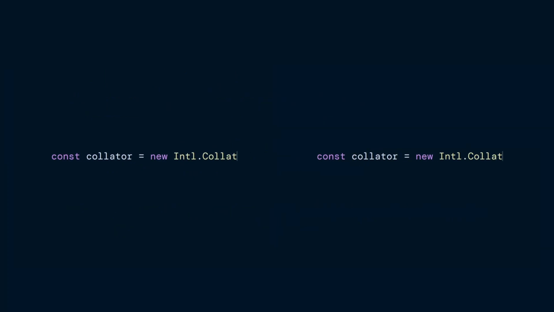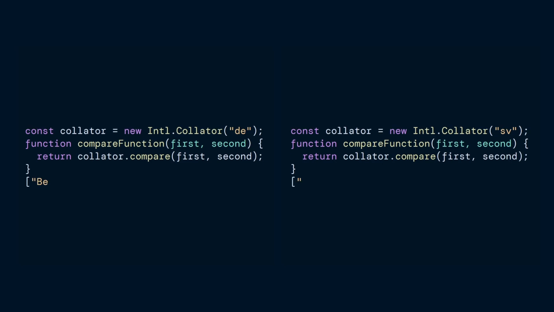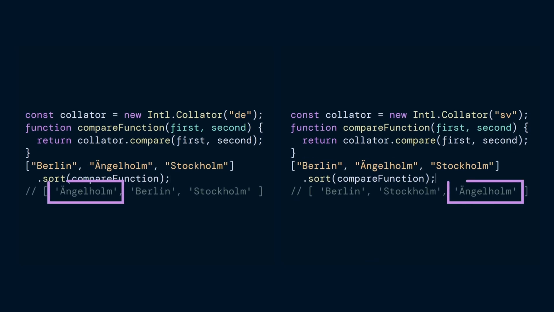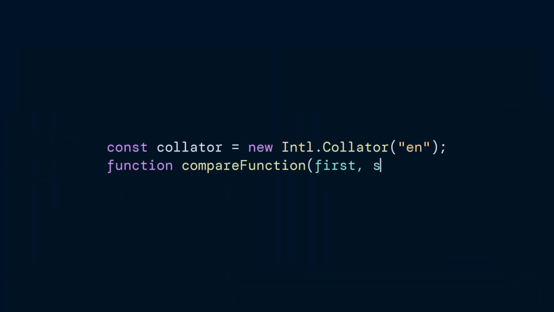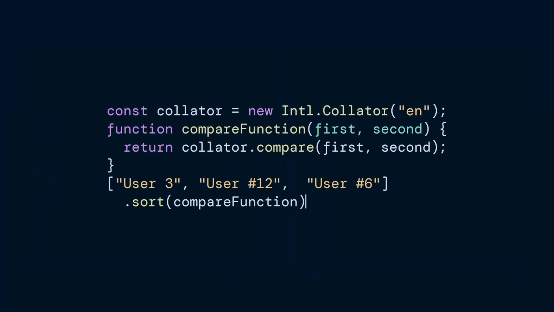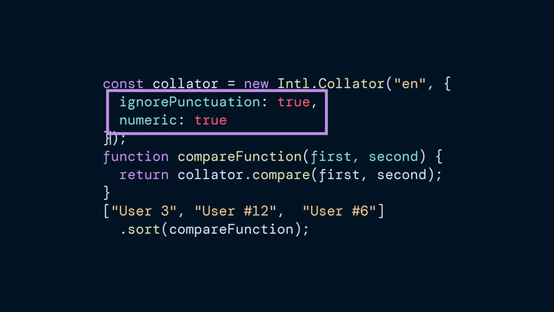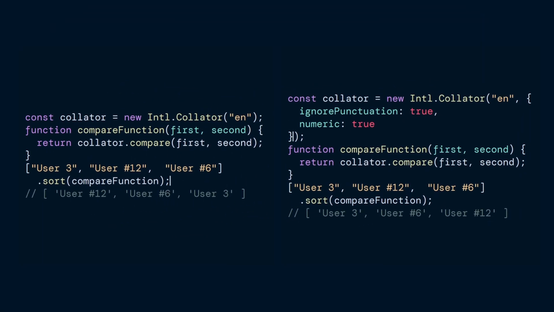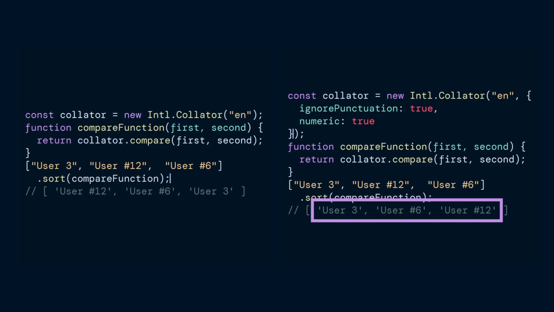Sometimes you'll need to specify which language you want to be used for the comparison. Like in this example, the city name of Ängelholm ends up at the start of the list for German and at the end of the list for Swedish. Collator also takes a ton of cool options. Like you can tell it to ignore punctuation and treat numbers inside the strings as actual numbers, which allow us to sort strings with numbers embedded in them. You can see how users end up in the correct order here on the right.